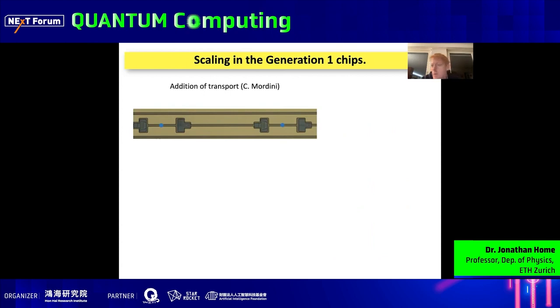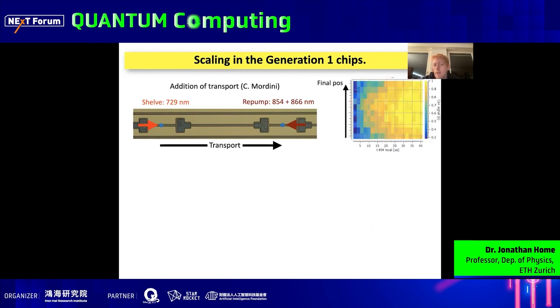So where are we? We've shown operations in a single zone. We're now starting to add transport. So a simple experiment was just to try and make the ion dark and transport it and repump it with 854 and 866 nanometer light. As a function of the final position, this is very preliminary data, but you see that there's a change in the probability of being in the excited state, depending on this is the 854 time, so the repumping time, and you see that the final position where we finish our waveform tells us how fast we will repump the ion. So we think that the transport is starting to work for us, and we can do that in the current chips.